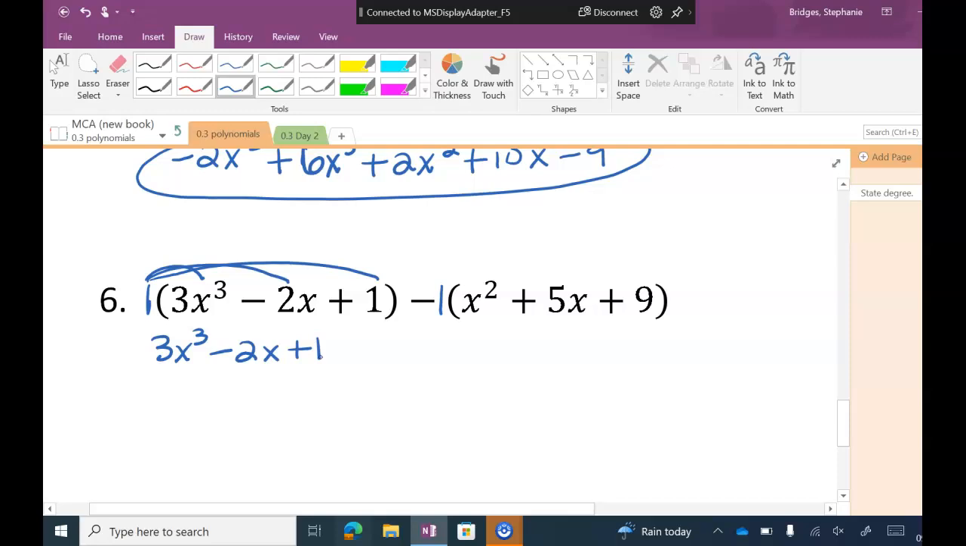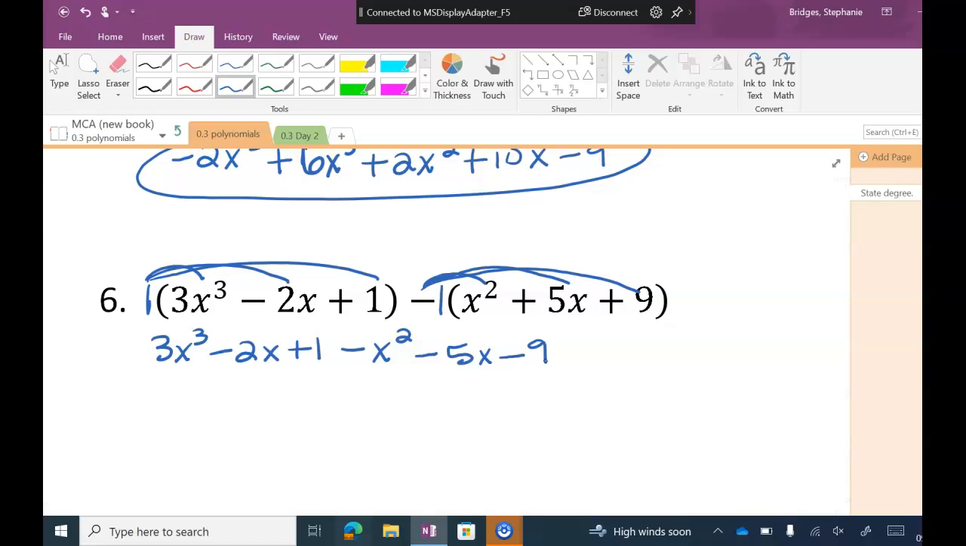But it's when we get to that second parenthesis that we do need to be very careful, because what kind of 1 are we going to distribute this time? A negative, yeah. So let's go ahead and do that. That's going to make that a negative x squared, a negative 5x, and then make that a negative 9, which basically just changes the sign of everything in that second parenthesis. And then we do exactly what we've been doing, combine like terms and write it in standard form.